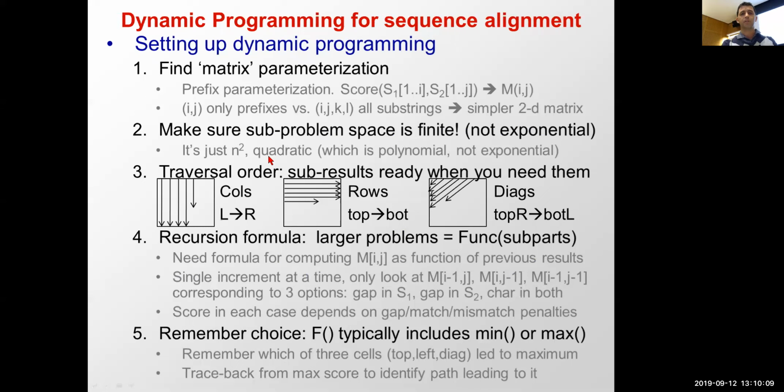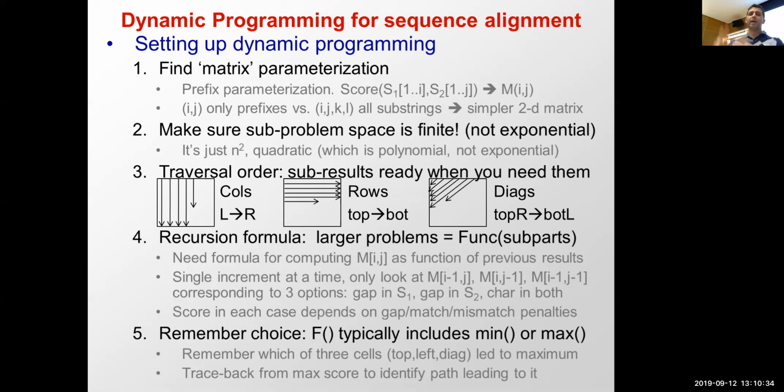The traversal order was important. Basically, make sure that the computation is always available, the results are always available when you need them. And then the recursion formula: how do we compute the larger problem as a function of the subparts? And then lastly, every single time I did one of these max operations, I was storing where the max came from to be able to do the traceback.